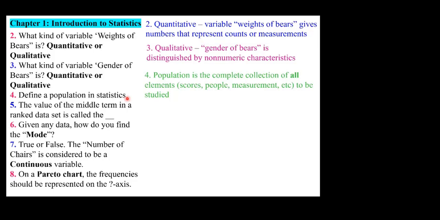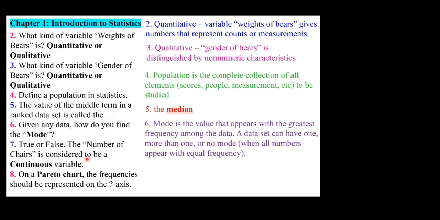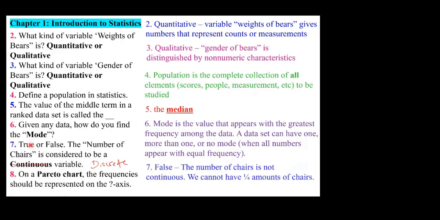The value of a middle term, if it's ranked data, and that's the key, is called the median. The one which happens the most, in other words the one with the highest frequency of occurrence, we call a mode. The number of chairs is discrete. You can have 2, 5, 10 chairs, but you can't have 7.1. So that's a discrete value, not continuous. Number 7, discrete is the answer. So the proper answer would be discrete. Continuous is wrong.